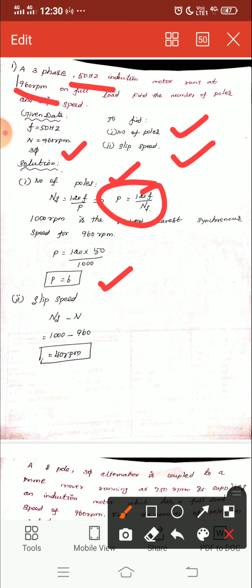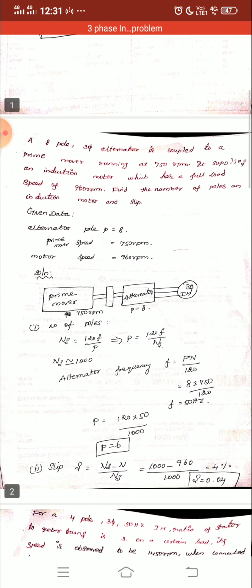Next we find the slip speed. The slip speed, the formula is Ns minus N. Already we know Ns is equal to 1000 and N is also 960. We substitute the values, we get the slip speed is equal to 40 rpm. The next problem.